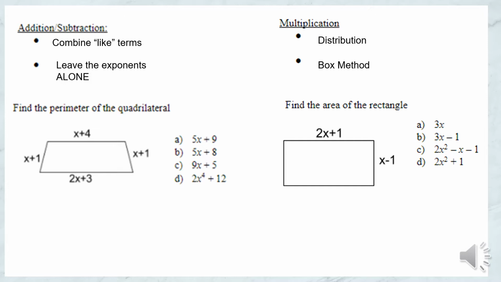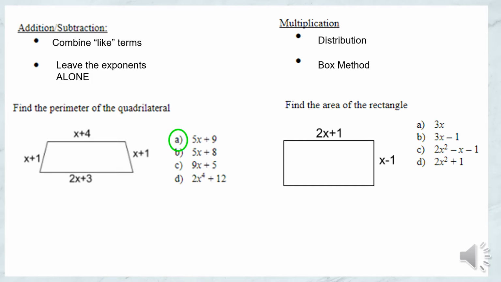So I want to find the perimeter of my quadrilateral. Well, perimeter means adding up all the sides. So I need to add x plus 1, x plus 4, x plus 1, and 2x plus 3. So I need to combine all my stuff with x's and all my stuff with no x's. So I see 2x plus x plus x plus x. That's going to give me 5 x's. And then I've got 4 plus 1 plus 1 plus 3. That's going to give me 9. So my answer should be A.